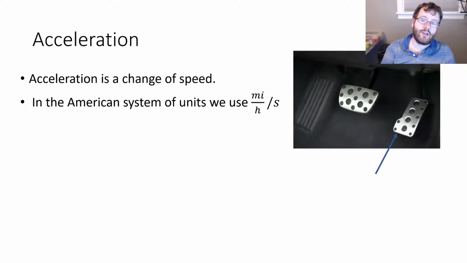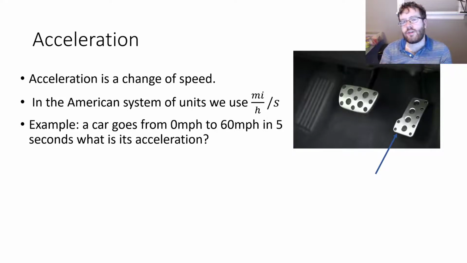In the American system of units, we use miles per hour per second. So it's how much your speed is changing, miles per hour, for any given second in time. A very classic way we use to describe the acceleration of cars is the 0 to 60 time. Basically that is the time it takes to go from 0 miles per hour to 60 miles per hour. Now this is basically an acceleration. We're looking at the time it takes to speed up, which is a change in speed.